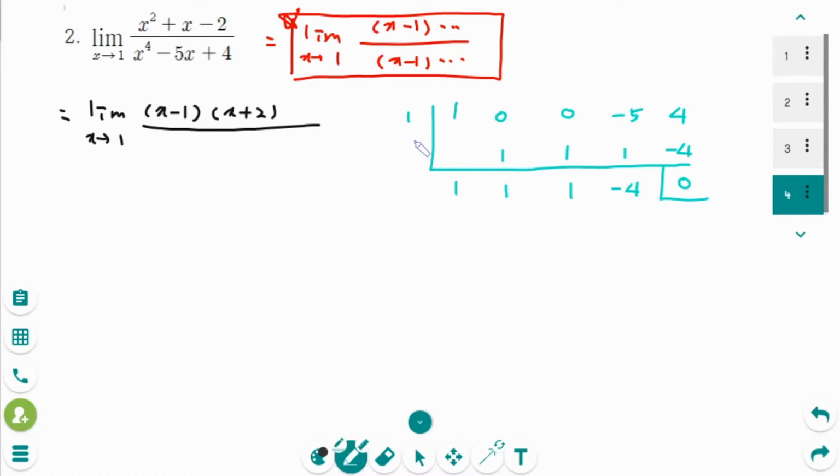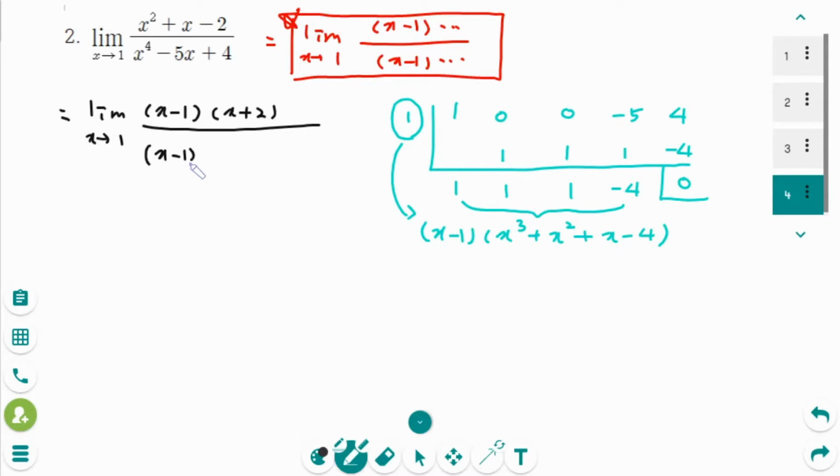So here is x minus 1, and this one is 0, 1, 2, 3. So x cubed plus x squared plus x minus 4. So the denominator is x minus 1 times x cubed plus x squared plus x minus 4. And then cancel the common factor, and then simplify.